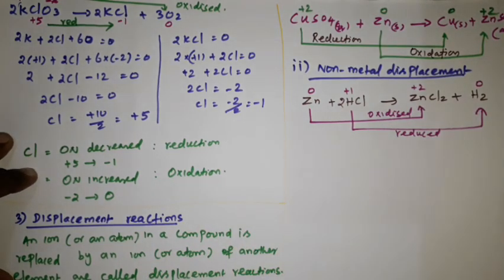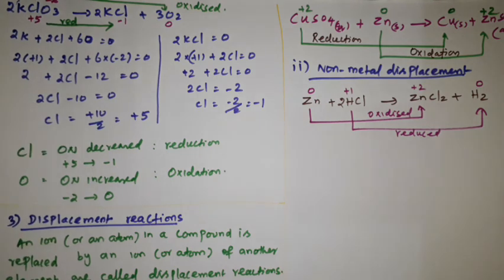Clear? So today we will wind up. In the next video we will discuss the remaining types, that is disproportionation reactions and competitive electron transfer reactions. So 2 more types are remaining. We will complete them in the next video.